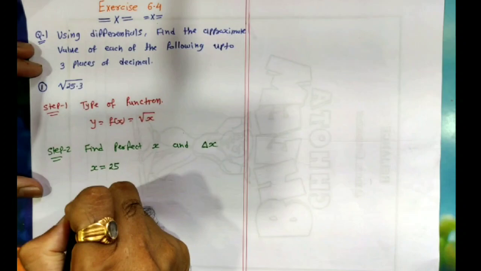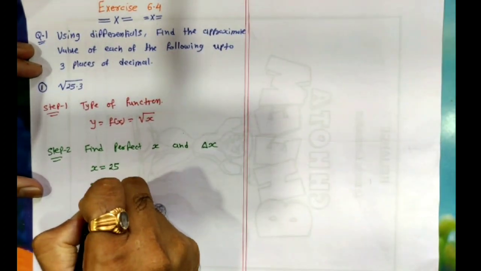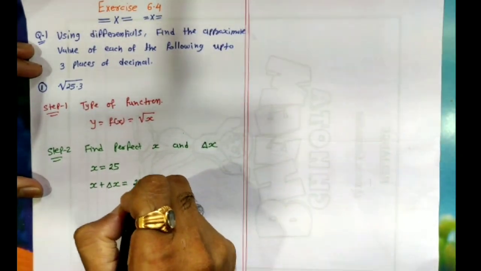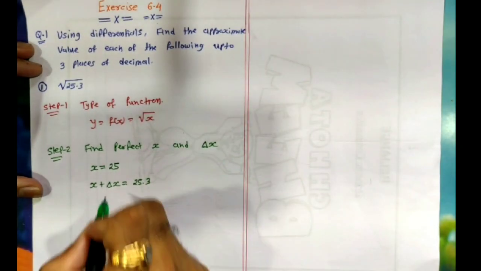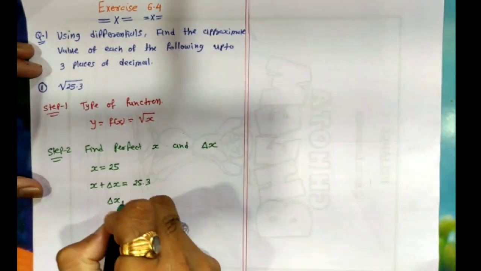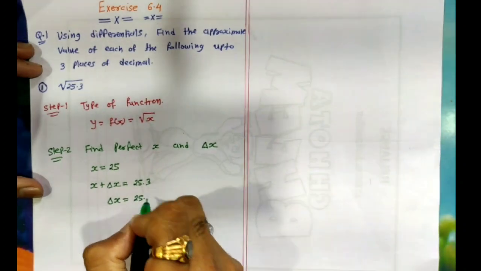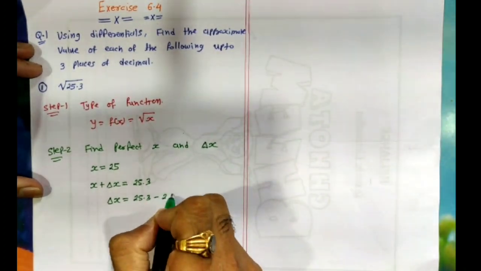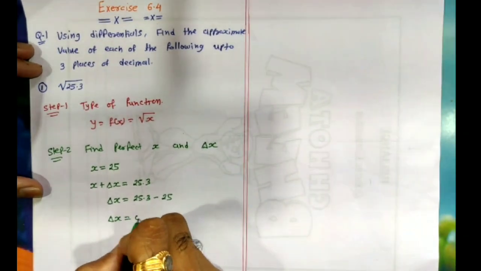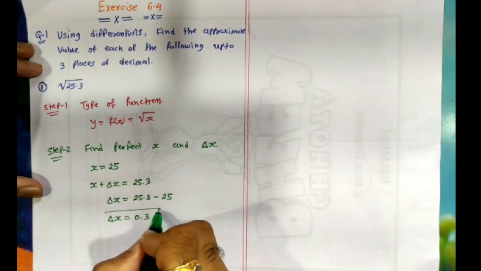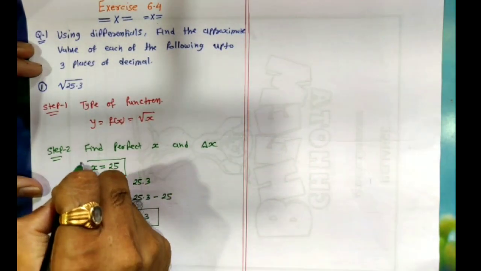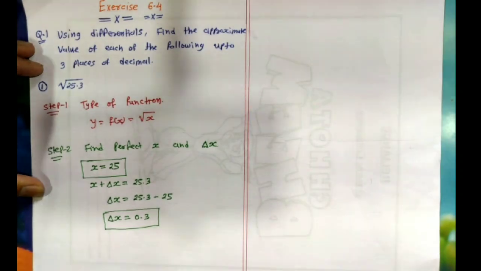We have also discussed that our given value is x plus delta x, which is equal to 25.3. If you put x equal to 25, we get delta x, which is 25.3 minus 25. So the value of delta x is 0.3. Clear? This is step number 2, in which you find the perfect x and delta x.